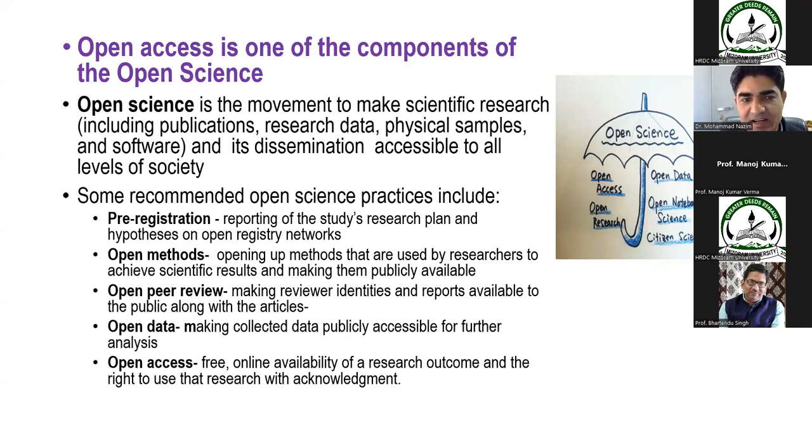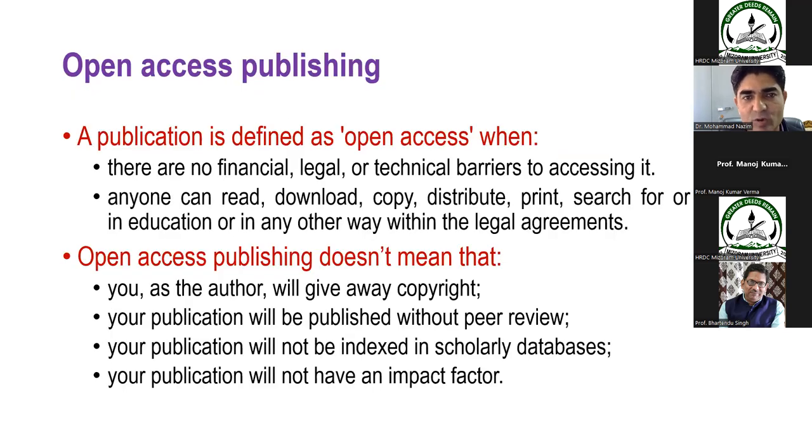Then finally, the whole manuscript should be made available to the public free of cost. That is, free online availability of a research outcome and the right to use that research with acknowledgement. So open access is one of the components of open science, where the process is to make your research transparent. The whole research should be transparent and it should have impact. So it is very important for us to understand that open access is one of the components of open science. So what is open access publishing?